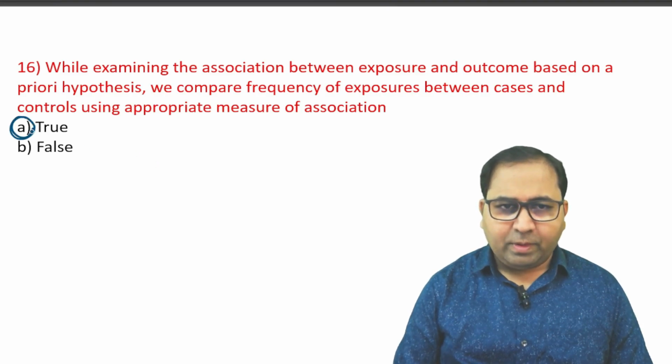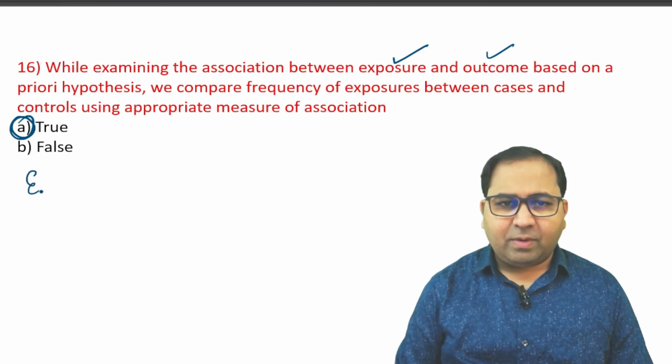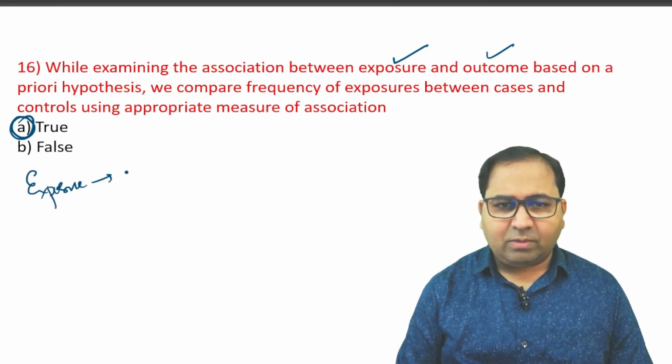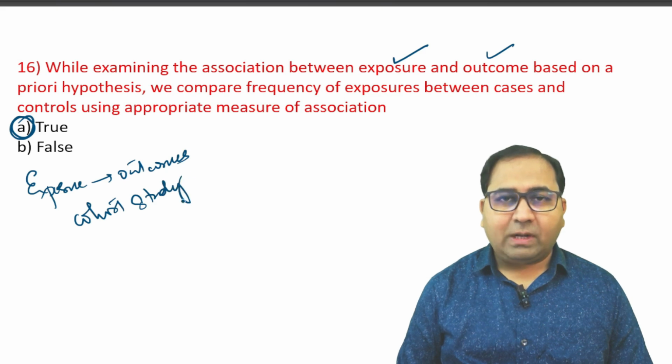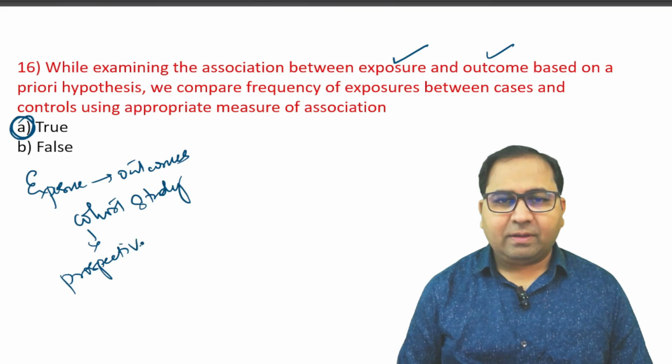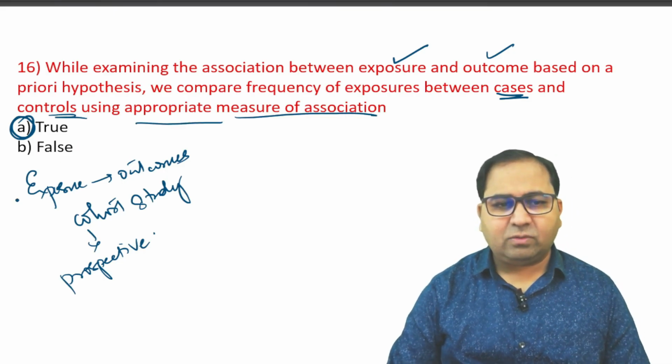The answer is true, because what we are speaking of is the exposure and the outcome. By this time you should be able to tell what comes from exposure to outcome. Exposure to outcomes is what study? It is a cohort study. What type of cohort study? More specifically, a prospective cohort study. So while examining the association between exposure and outcome based on the a priori hypothesis, we compare the frequency of exposure between cases and controls using appropriate measures of association. So it is a true statement.